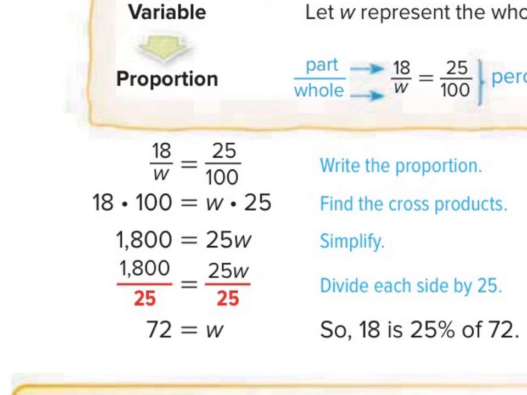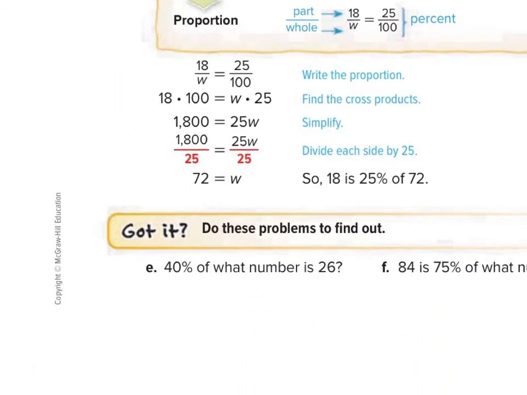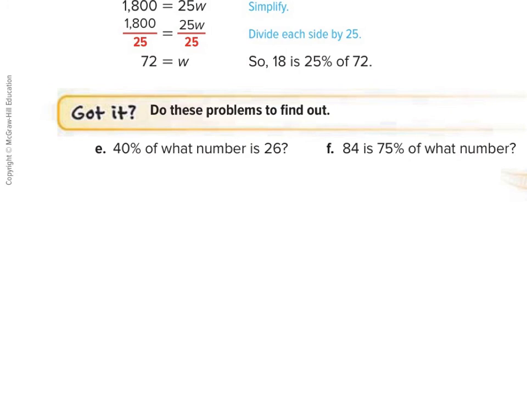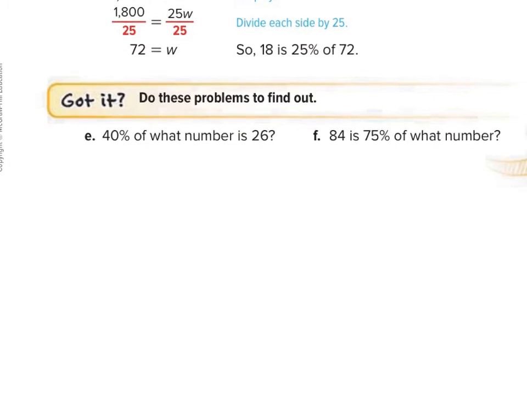You do your cross multiplying and take 18 times 100 and 25 times W. Then you divide both sides by 25 and you get W equals 72. So it's your turn to try finding the whole. There are two problems here, E and F. This is a good point to stop the video and work those two problems out, and then we'll go over those in just a minute or so.